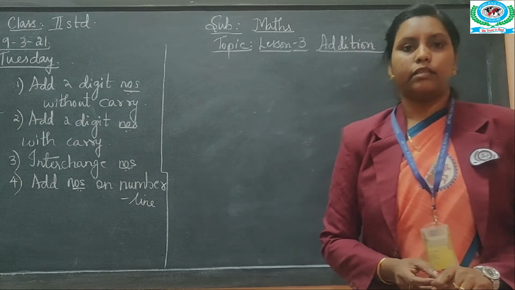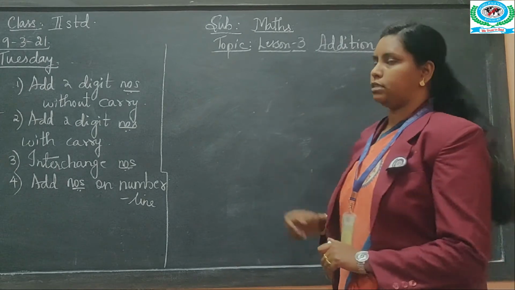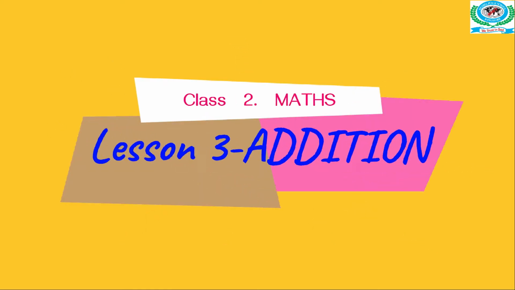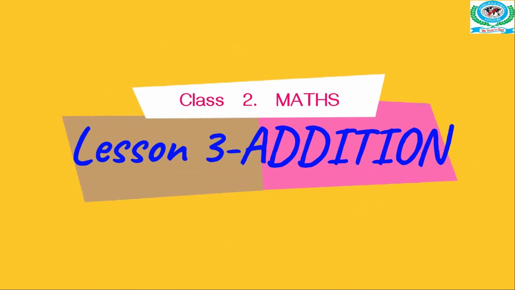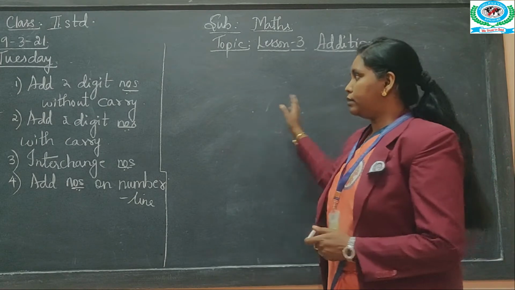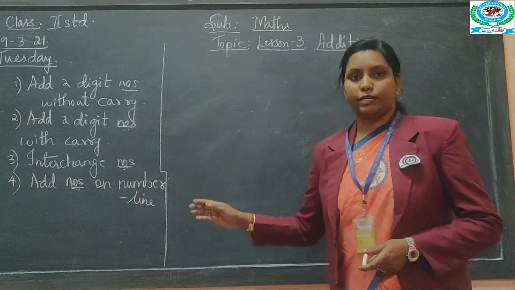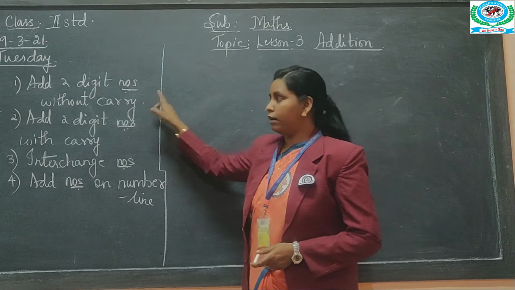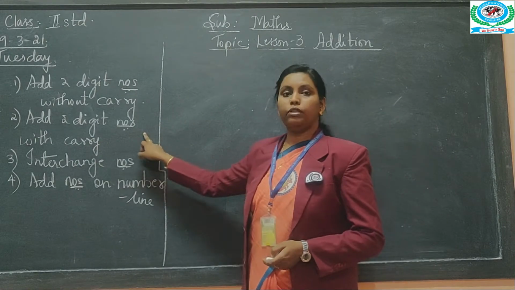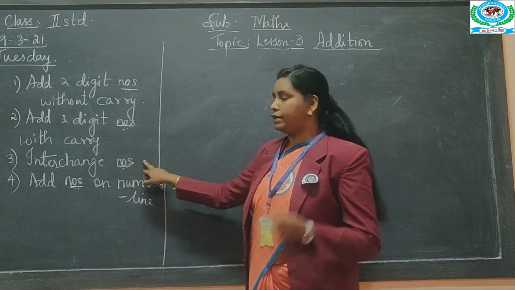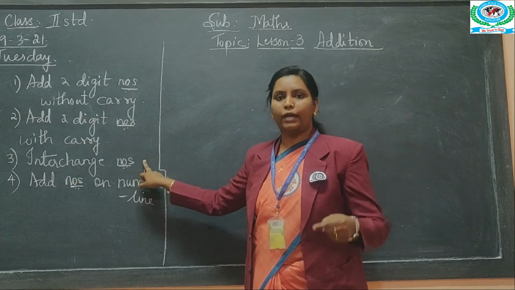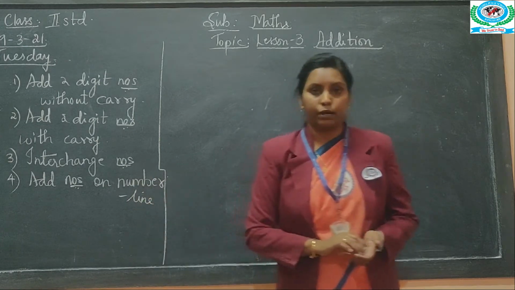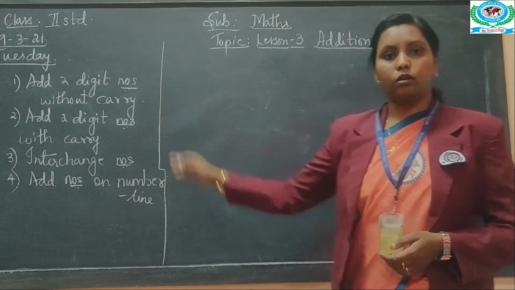Today we'll be taking the subject maths for class 2nd standard, and the topic we'll be discussing today is lesson number 3, addition. The units which we'll cover in this lesson are adding 2-digit numbers without carry, adding 2-digit numbers with carry, interchanging the numbers to add them, and the fourth one is adding numbers on the number line. So today we'll be discussing all these subunits.